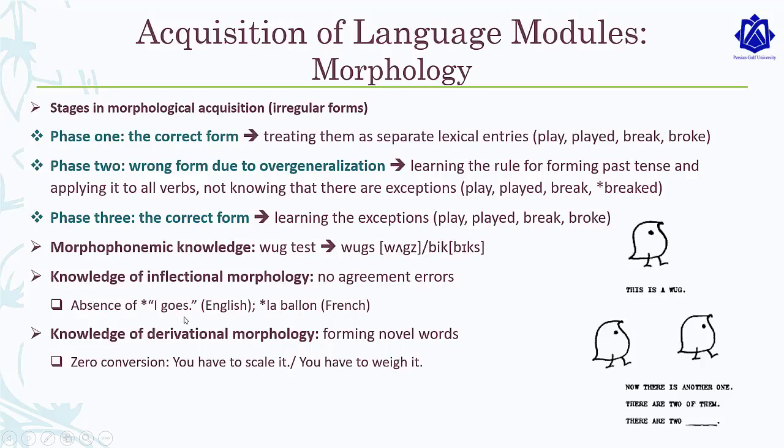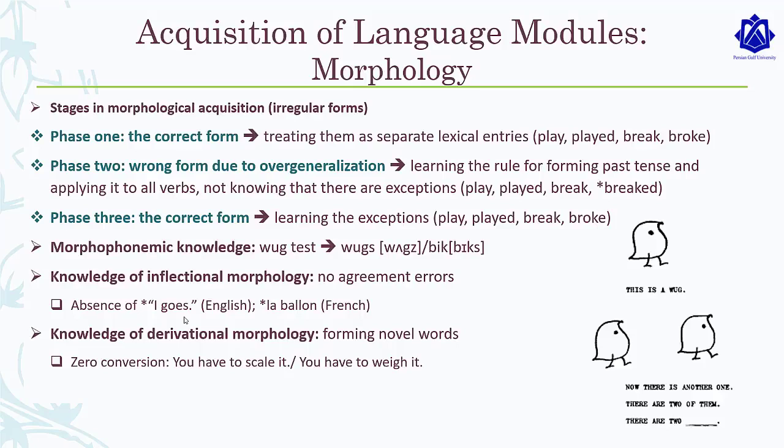However, it can be the case that at the beginning they would use only one form for all of the persons: he, she, I. They would use "go", but then they learn the inflectional morphology, and for she and he they would use "goes", rather than for I, which would lead to ungrammatical production. Or in French, they would not produce "la ballon", but they would produce "le ballon", and they observe the gender agreement of French.